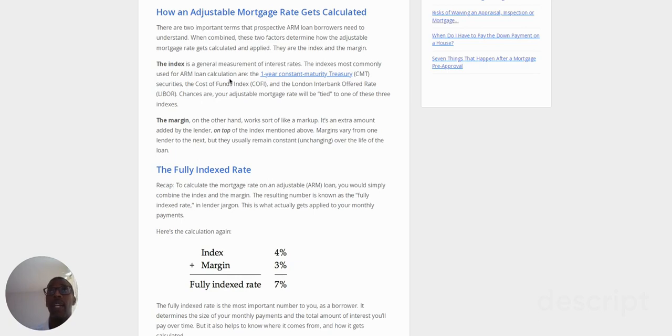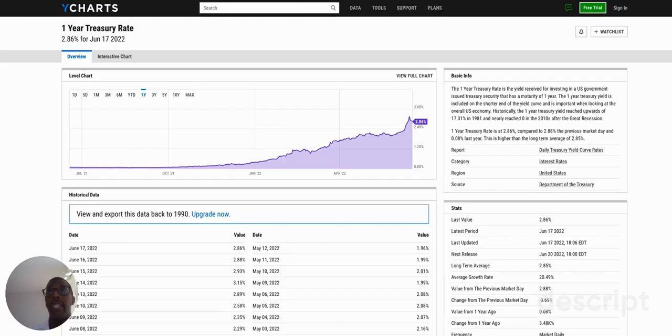I'm going to show you, I pulled up the 1-year Treasury. Let's just say your ARM is tied to the 1-year Treasury. I have a chart here that shows the 1-year Treasury and currently where it is now. Today is June 17th, and right now the value of the 1-year Treasury is at 2.86. You can see over the period of time that this rate has changed daily and it's not constant. At one point it was 3.15 and it went back down to 2.93. So it's always in a state of fluctuation.